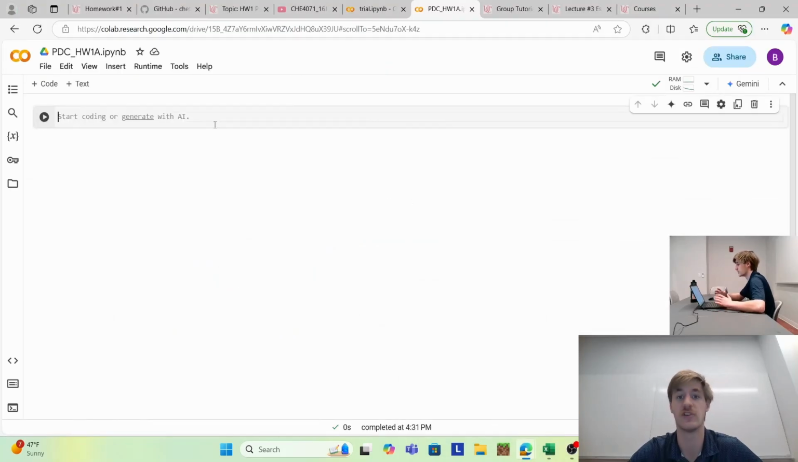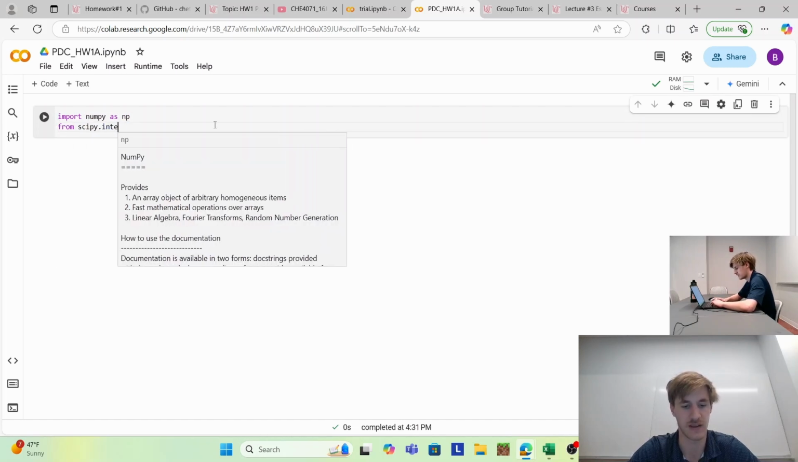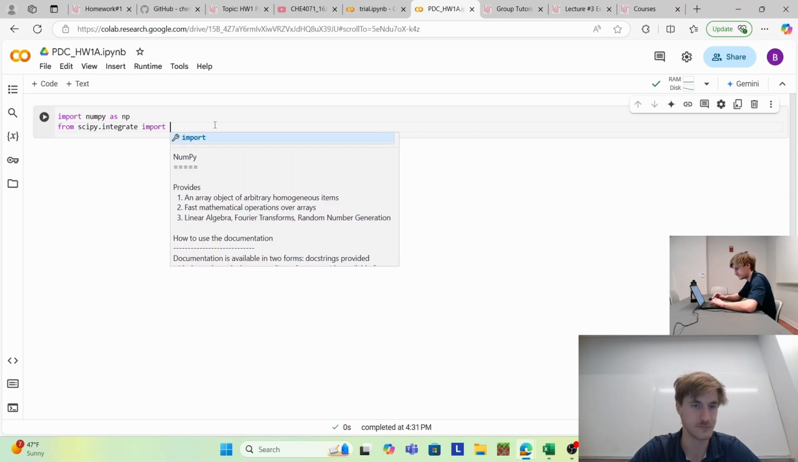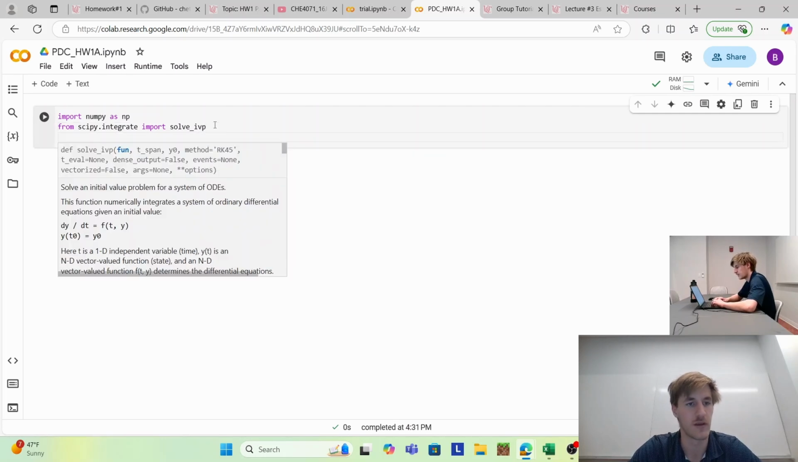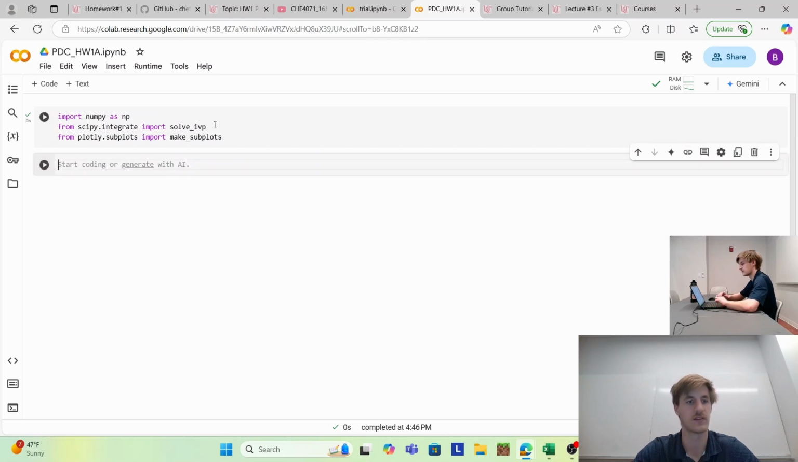And now I'm going to go to Python. For this, I want to import NumPy as np, and from scipy.integrate, import solve_ivp, our initial value problem. And then from plotly.subplots, import make_subplots. All right. Now we can put in our initial variables.